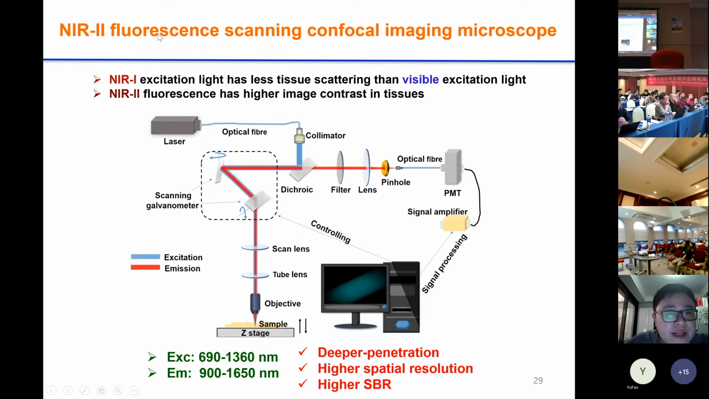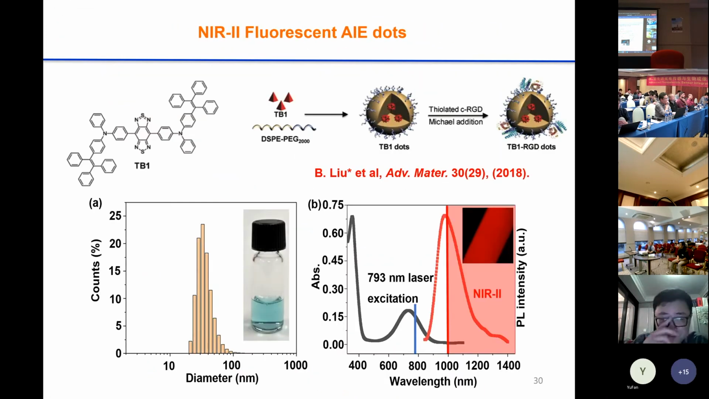If we combine NIR-II fluorescence with the confocal microscope, we get a new technology called the NIR-II fluorescence confocal microscope. It can give us deeper penetration, higher spatial resolution, and also a higher signal to background ratio, so it can be used for in vivo observation. Here, NIR-I excitation light was used because it has larger penetration than visible excitation, and the NIR-II fluorescence was collected because it provides higher imaging contrast in tissues.